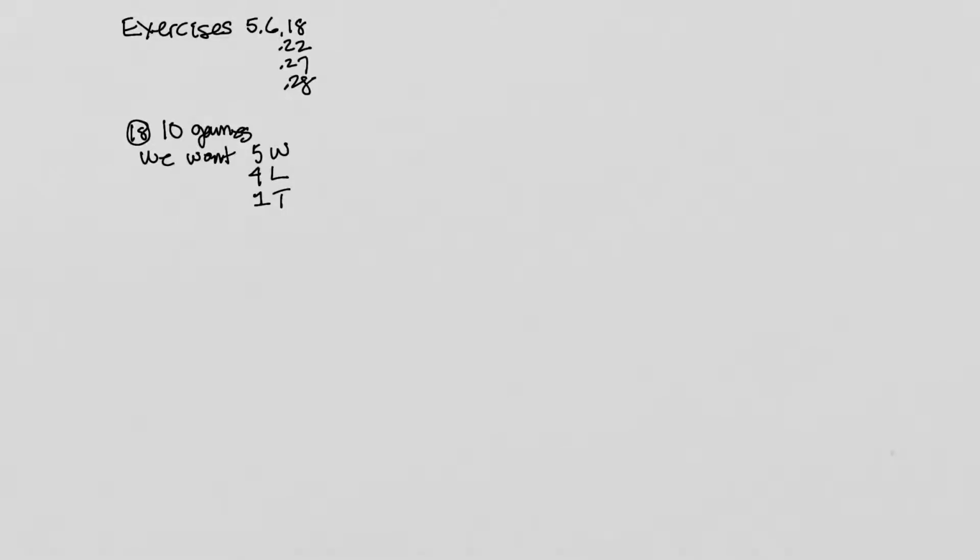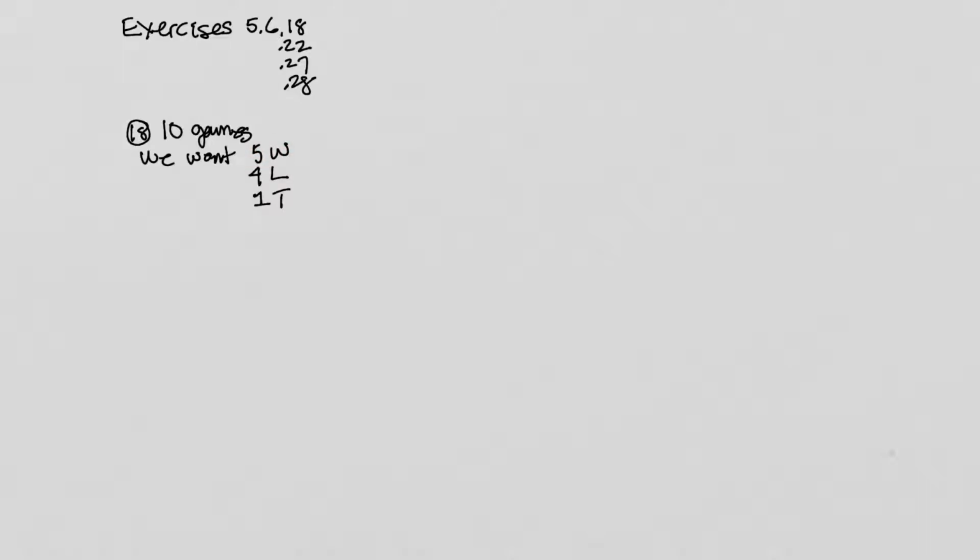In problem number 18, we are told that a football team plays 10 games, and we want to know in how many ways can these games result in 5 wins, 4 losses, and 1 tie. So let's make this count. First of all, let's get the 5 wins.